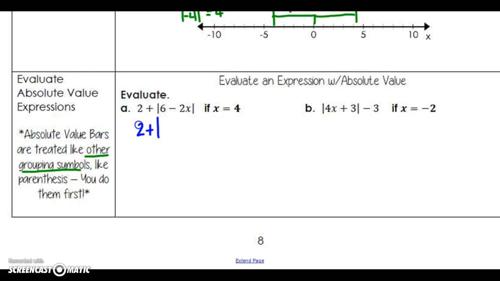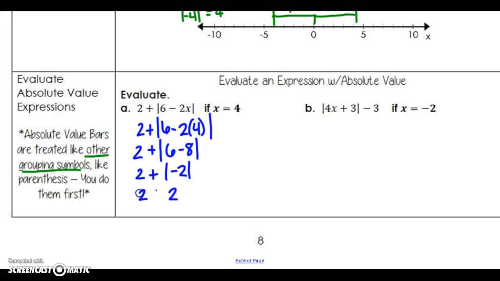2 plus the absolute value of 6 minus 2 times 4. And close that absolute value. So work your way inside out. Multiply first, keep those order of operations. But remember that these are not parentheses, they are absolute value symbols. So when we do 6 minus 8 and we get negative 2, we actually have to do the absolute value. How far away is negative 2 from 0? It's 2 units. Again, distance is always positive. So 2 plus 2, our answer should be 4. The answer that comes out of an absolute value is always positive.